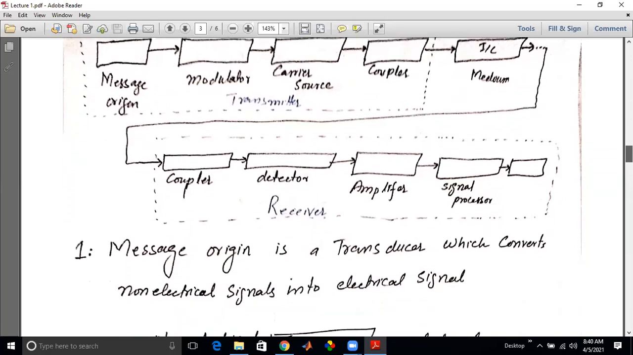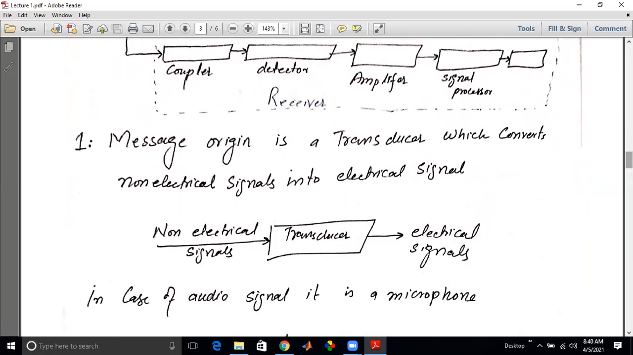What is the message origin? The message origin is a transducer. What do we mean by transducer? A transducer is a device which converts one form of energy into another form of energy. This is the function of a transducer. In the case of a message signal, it will convert non-electrical energy to electrical energy.